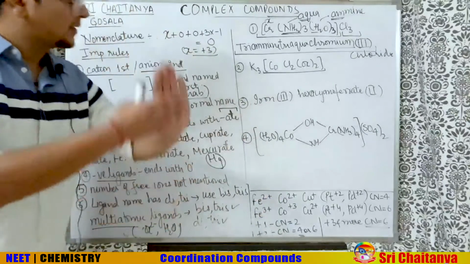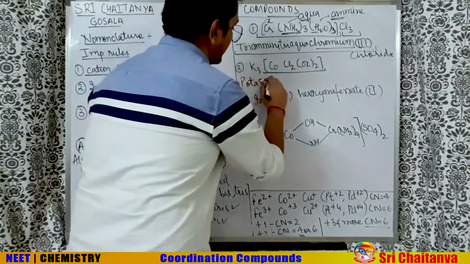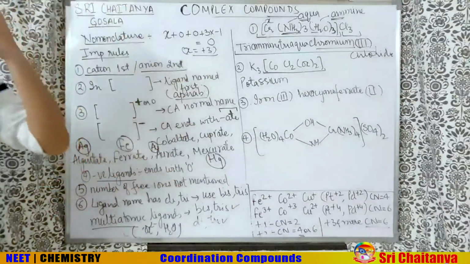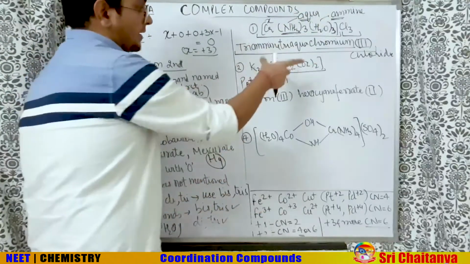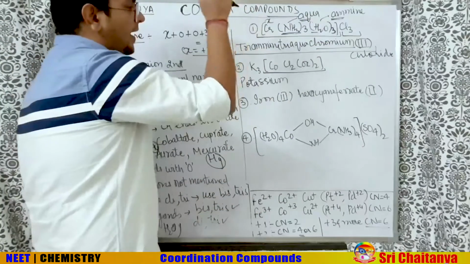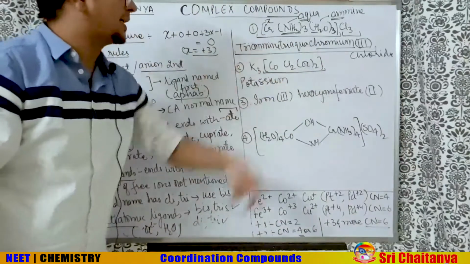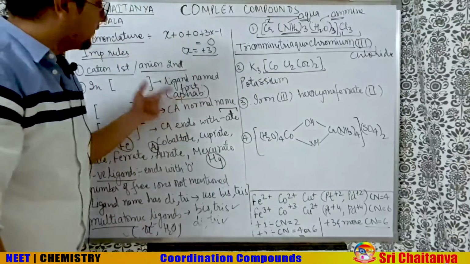And once we are writing the cation first, I will write potassium. Should I write tripotassium? No. The number of free ions should not be mentioned. So simply potassium. Then some space. Now I am writing the name of the anion. There is a big anion, the complex anion. Now as soon as you are writing the name of the box, whose name comes first, the central atom or the ligand? The answer is the ligand, and that too alphabetically.